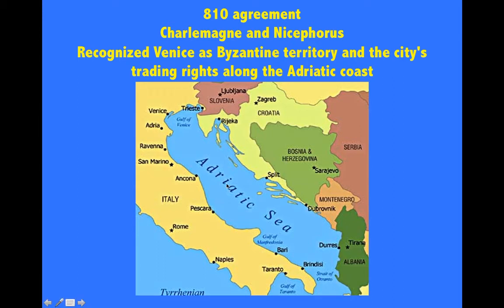This is the Adriatic Sea right here. Of course, here is Italy. Right here is Croatia, Bosnia, Serbia, etc. over here. And there's Venice at the top of the Adriatic Sea in the Gulf of Venice in the Venetian lagoon. In 810 AD, the king of the West, Charlemagne, and the emperor of the Byzantines, Nicephorus, made a deal where they recognized Venice as a Byzantine territory, and they also gave the city trading rights along the Adriatic coastline.